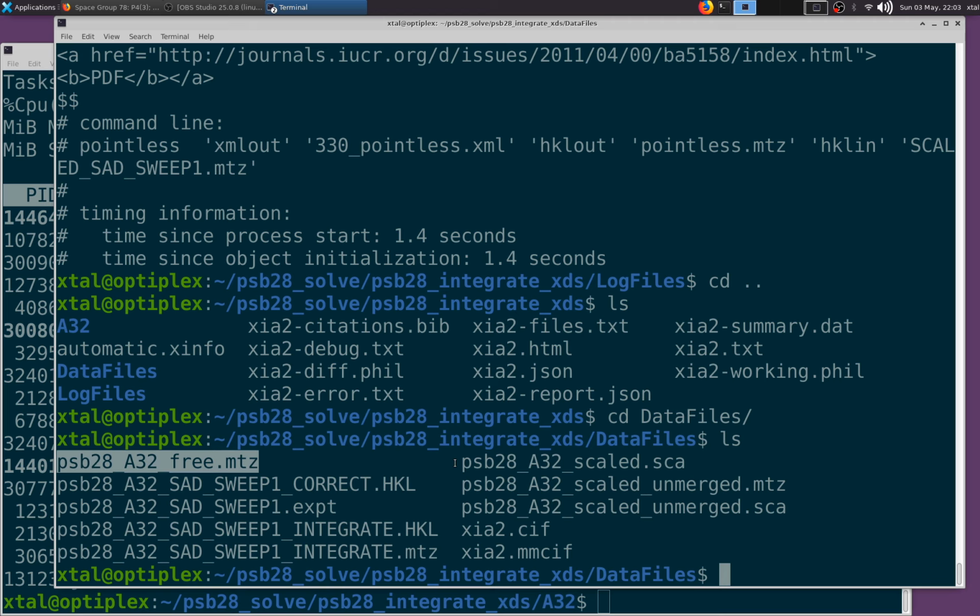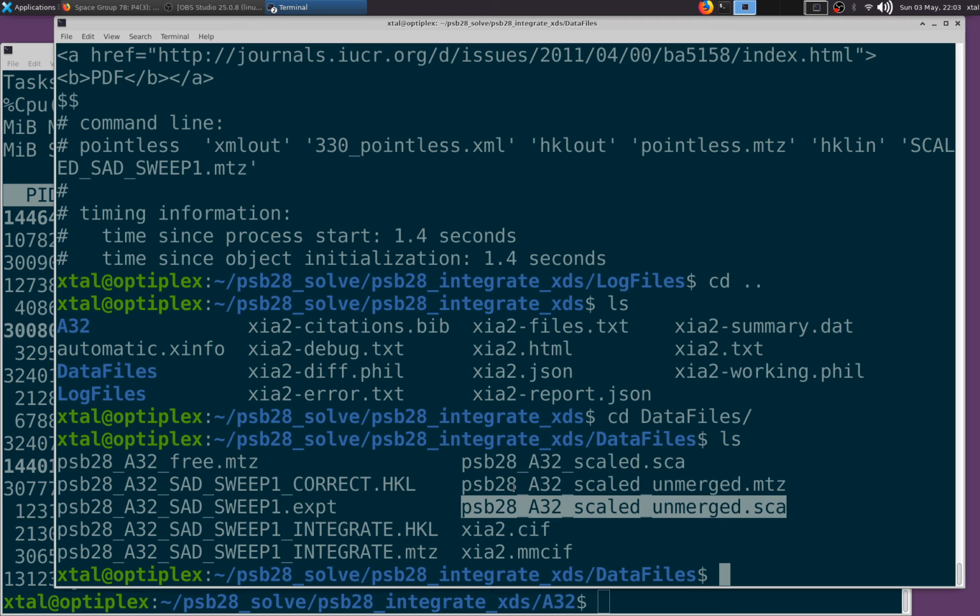If we were going to solve this by experimental phasing, we also have unmerged files to put into software to find the anomalous scatterers. Okay, so next up would be to consider the molecular replacement model.